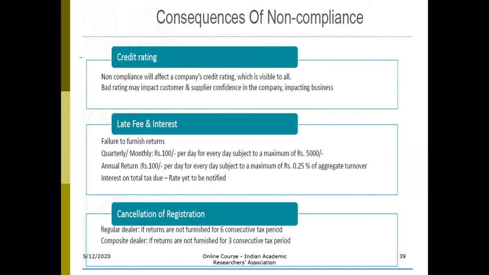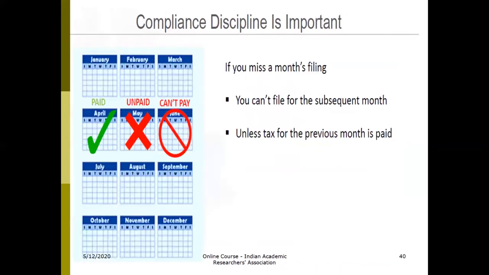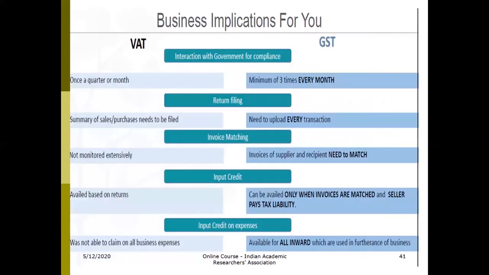Then there is cancellation of registration: for a regular dealer, if returns are not furnished for 6 consecutive tax periods; for a composite dealer, if returns are not furnished for 3 consecutive tax periods. Now, this compliance discipline is important, because if you miss a month's filing, you can't file for the subsequent month. As you see in the picture, the next month's column is blocked, so you cannot proceed unless you pay the previous month's tax with fine and penalty. The next month's block will not open up, and these are the business implications for you.